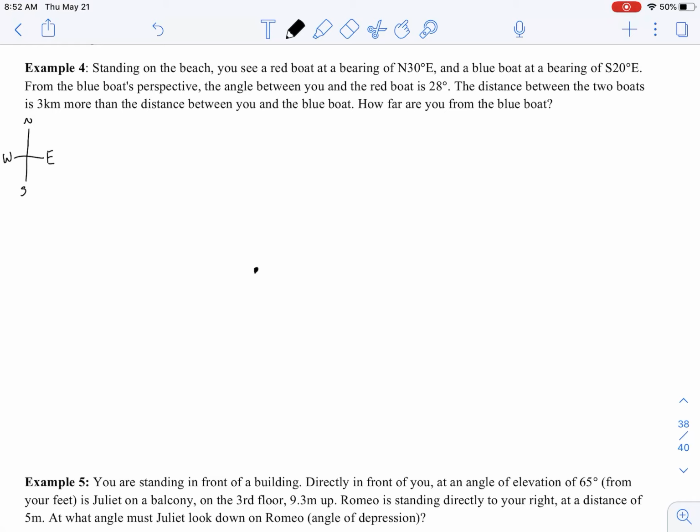So let's draw, this is me, we are standing on a beach. Then at a bearing of north 30 degrees east. So the way we read that is north. So north is due straight up and down. And then from that north, we go 30 degrees to the east. So we go 30 degrees that way, and we see a red boat out here. I don't know how far out there. I'm just going to put a dot. We'll label the distances later. But we see a red boat at north 30 degrees east.